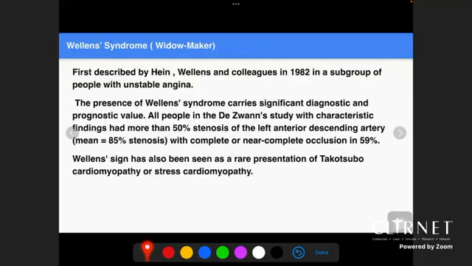So Wellen syndrome, or Widowmaker. This was first described by de Zwaan, Wellens and colleagues in 1982 in a subgroup of people with unstable angina. The presence of Wellen syndrome carries significant diagnostic and prognostic value. All people in the study with characteristic findings had more than 50% stenosis of the left anterior descending artery, like 80% stenosis with complete or near complete occlusion, like around 59%.